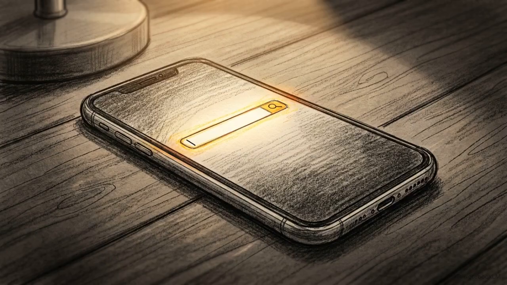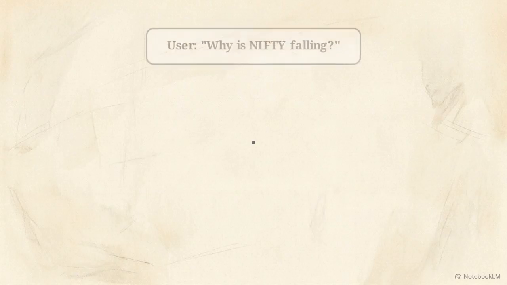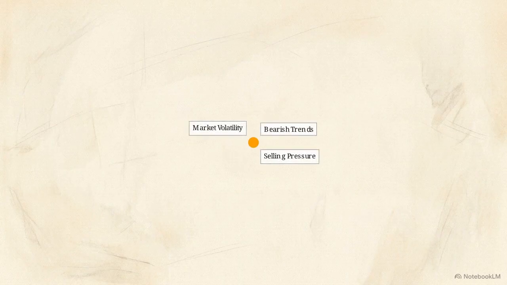We can see this in action with a financial query. A user asks, "Why is the Nifty stock index falling today?" This animated diagram illustrates how the retriever uses vector embeddings. It translates the user's words into a mathematical concept map. Instead of looking for the exact letters in the word fall, the retriever locates the neighborhood of the idea, pulling in related data points like bearish trends and selling pressure.